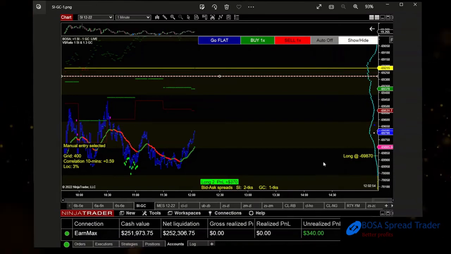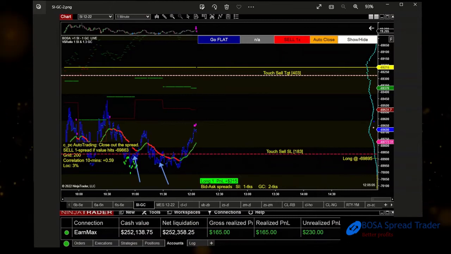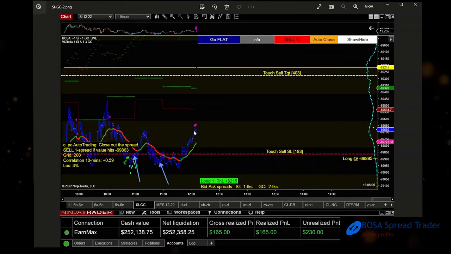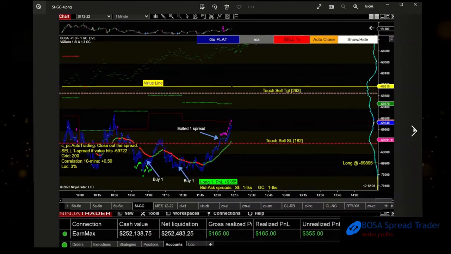So we're at 370. I put a trailing stop in the money here as we approached a little bit higher. I also exited one contract. Since I was long 2 spreads, I exited 1 spread right here, and I banked 165. This is a zoom out, so we're looking at a little bit larger picture. We went and bought one here, bought one here. I exited the spread there, and we're still in the money. We're up 410.